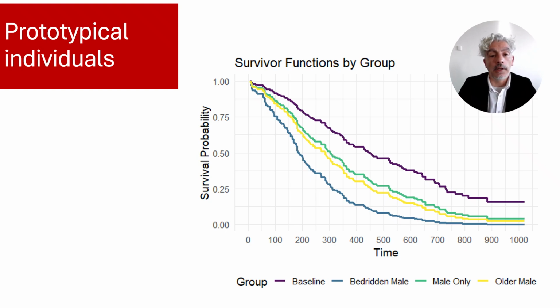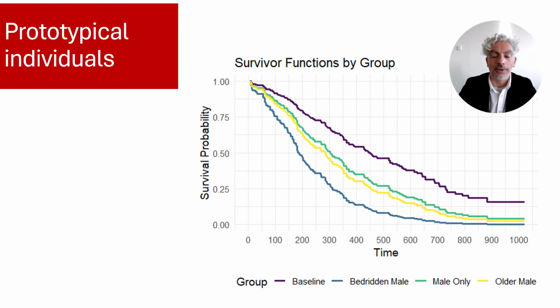And again, there are scripts I have used to create this graph, where I report the survival function of a baseline individual that has values of 0 in all the predictors, and then, for example, a bedridden male, a male that is not bedridden, or an older male, for example. I've changed the age of the individuals represented in the yellow line to be 12 years over the median, for example.